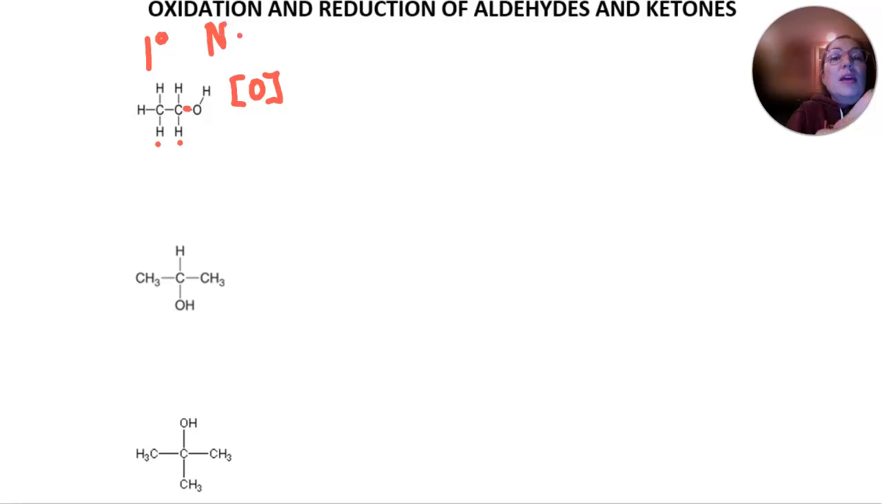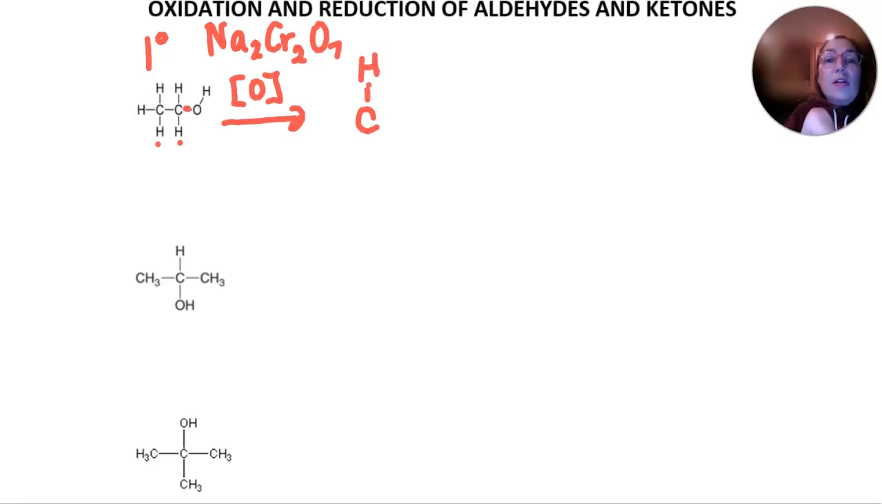This would be something like sodium dichromate, Na2Cr2O7, for example, could be our strong oxidizing agent. And we could use that to oxidize our primary alcohol. In this case, it's got two carbons, so it's ethanol.